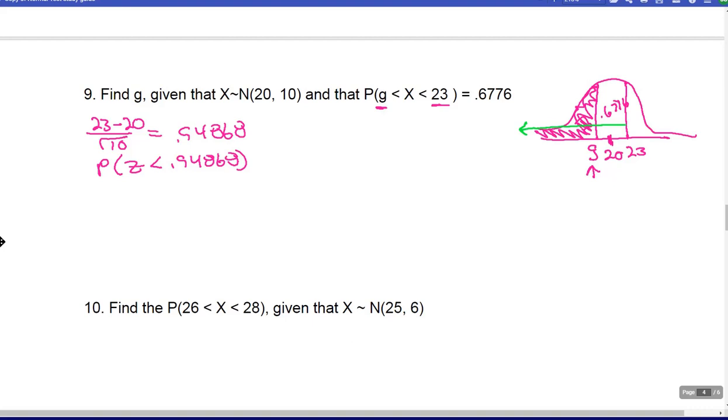Do you see how 0.94868 kind of looks like a probability? And see, this is where you have to be careful. We're finding a probability. We took this number here and we changed it into a z-score. That's why it's important to write this down, because this is a z-score. So if I'm finding a probability, I have to put this in. Does that make sense? Tell me what you get.